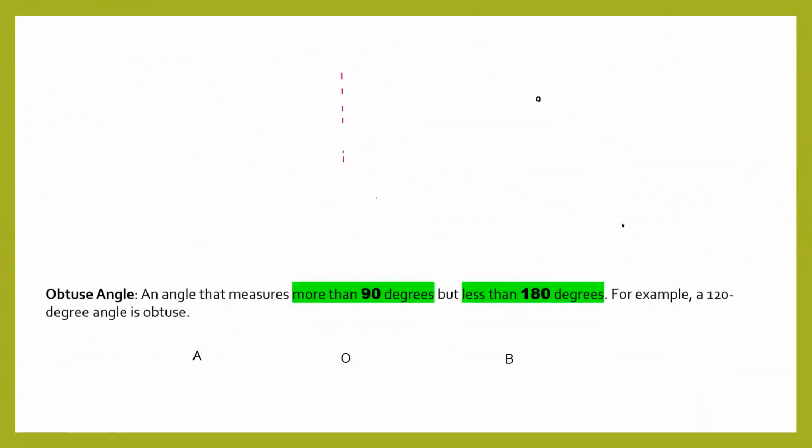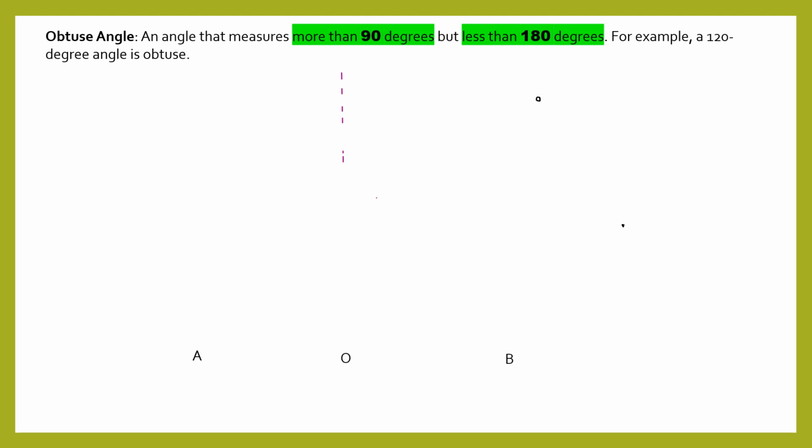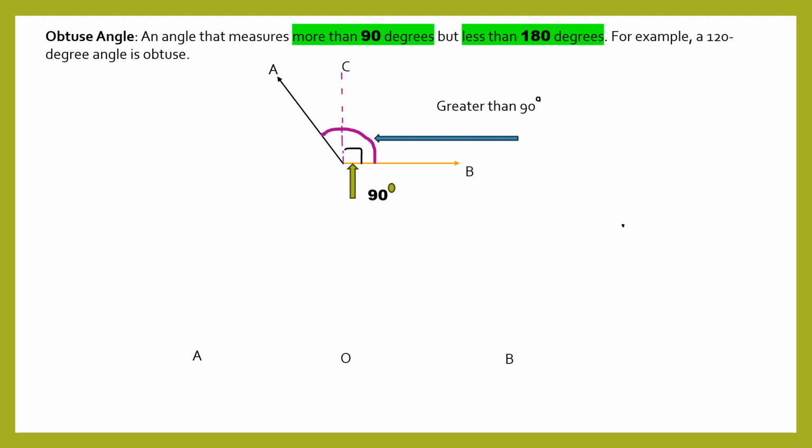Now let's understand what is an obtuse angle. An angle that measures more than 90 degrees but less than 180 degrees. For example, a 120 degree angle is an obtuse angle. In the figure given below, we have two lines A and B meeting at a common point O. Hence, we have the angle AOB.